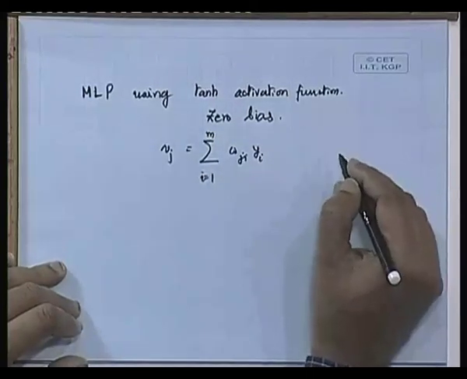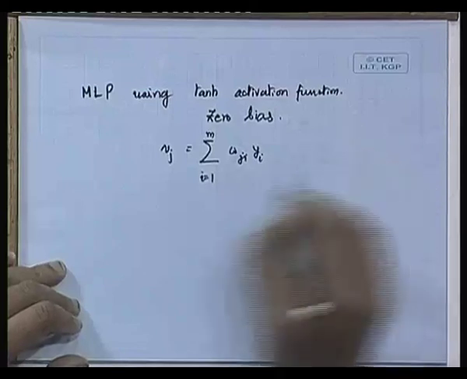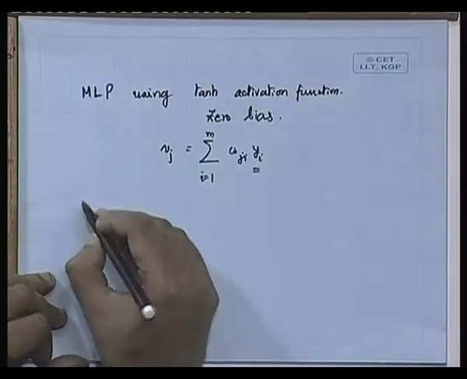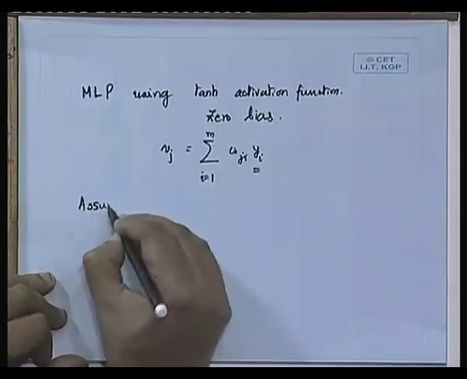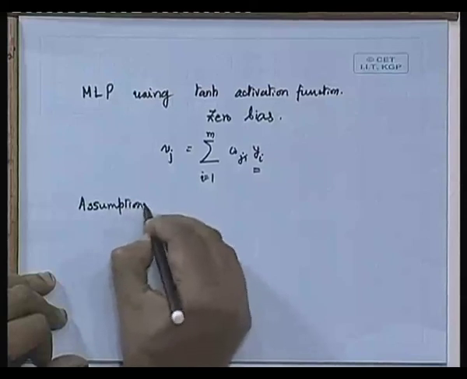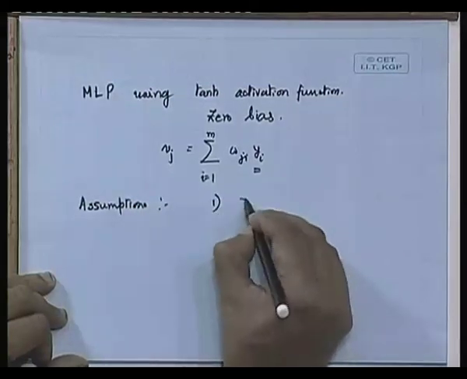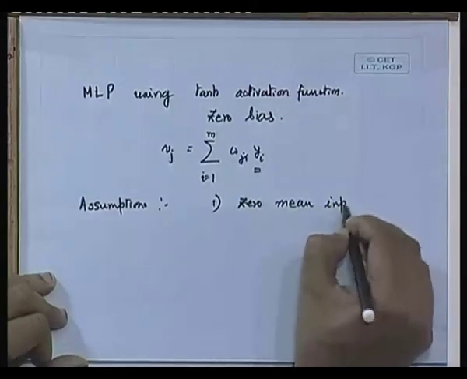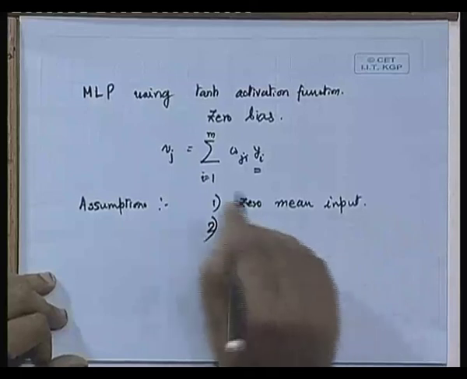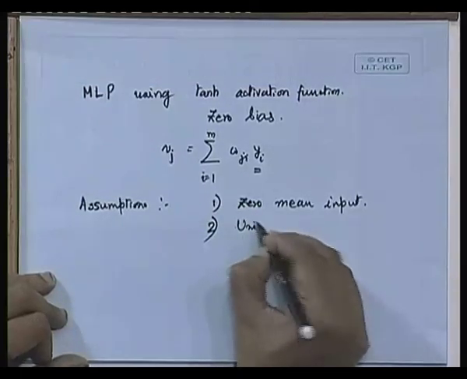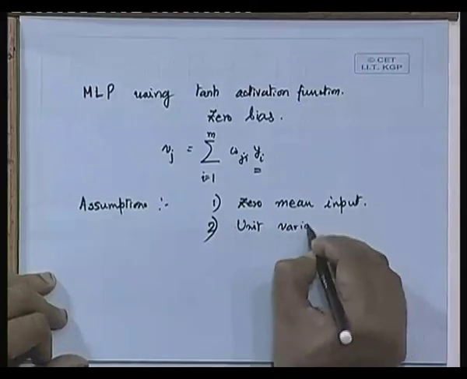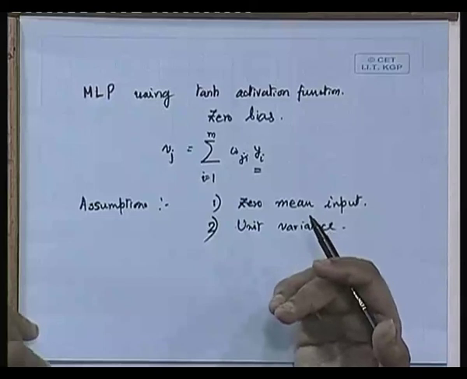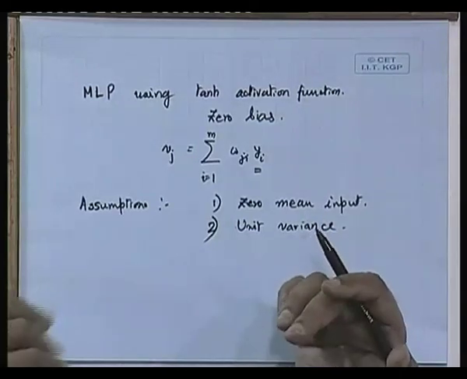Now we are making some assumptions on this input. The assumptions that we are making are: one, that it is zero mean input, and it is assumed to have unit variance. Although this unit variance is not mandatory, it is only for the ease of our analysis that we are choosing the unit variance.